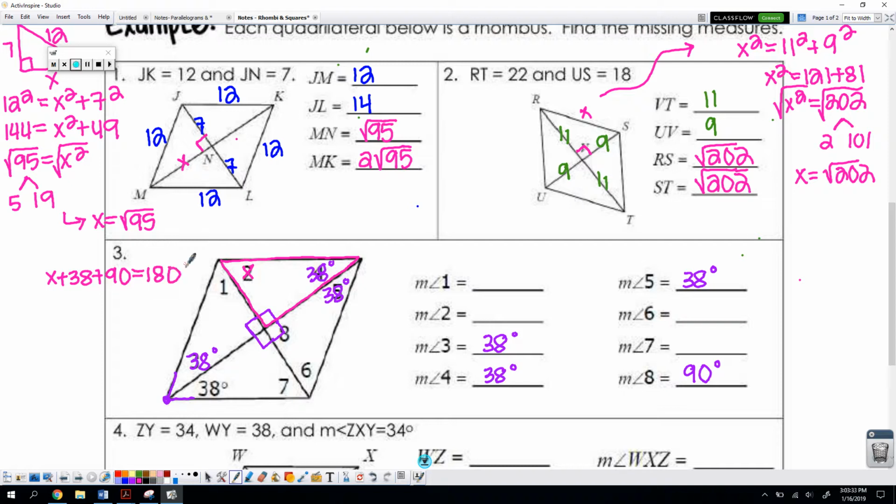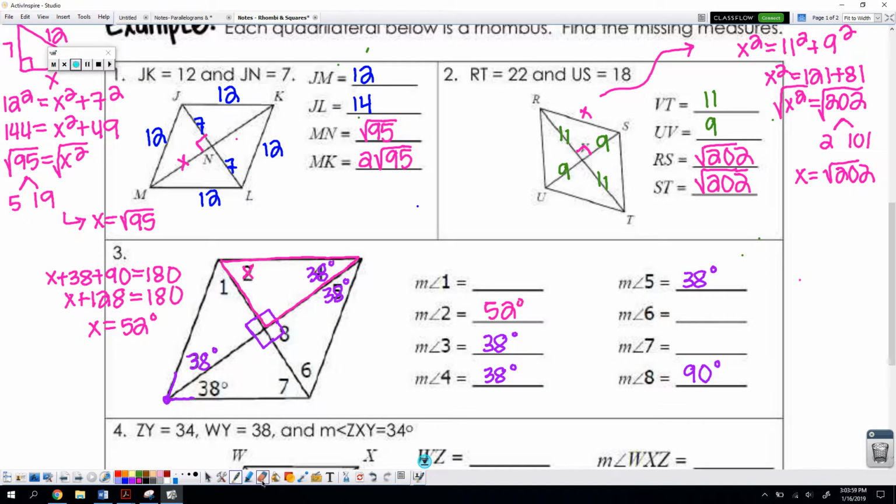You can do this mentally as well. Some people go through and say 180 minus 90 minus 38, and that gets you the same answer. So we have x plus 128 equals 180, and that's going to get us x equals 52. So that means angle 2 is 52.